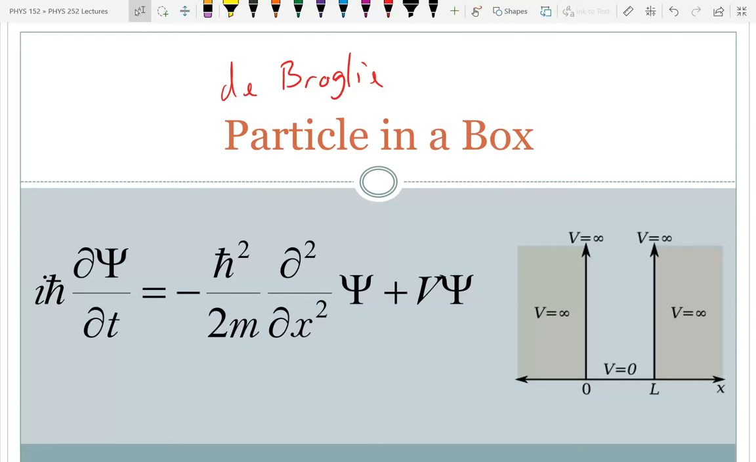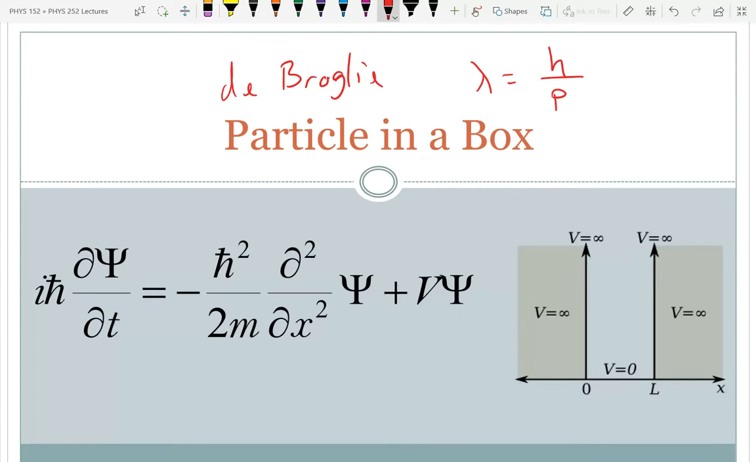Then shouldn't it be that other things that are particles can be treated as a wave? And so he came up with an equation for the wavelength of a particle. And that equation was the wavelength is equal to Planck's constant divided by the momentum. So he said we should be able to treat any particle as a wave.